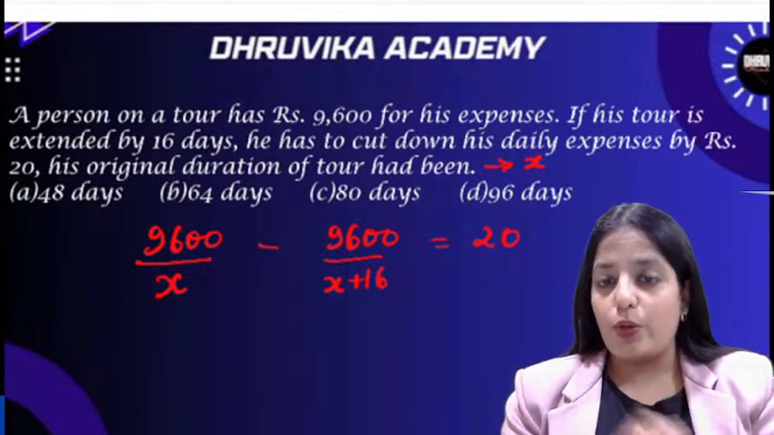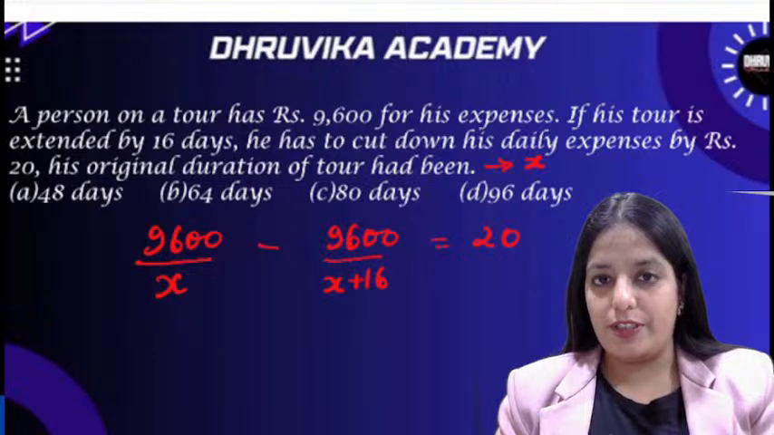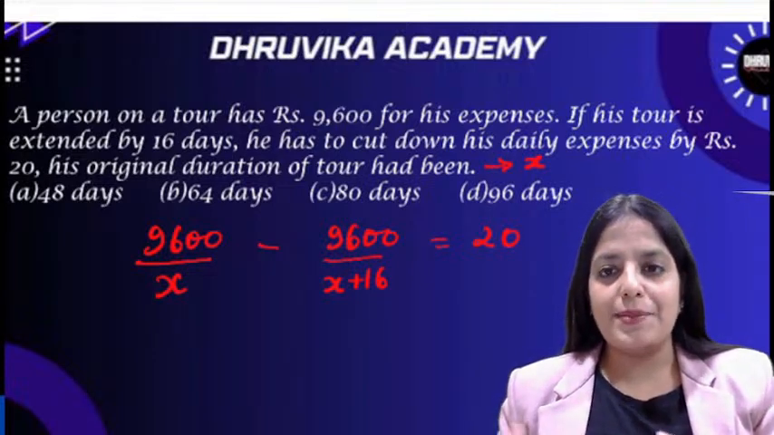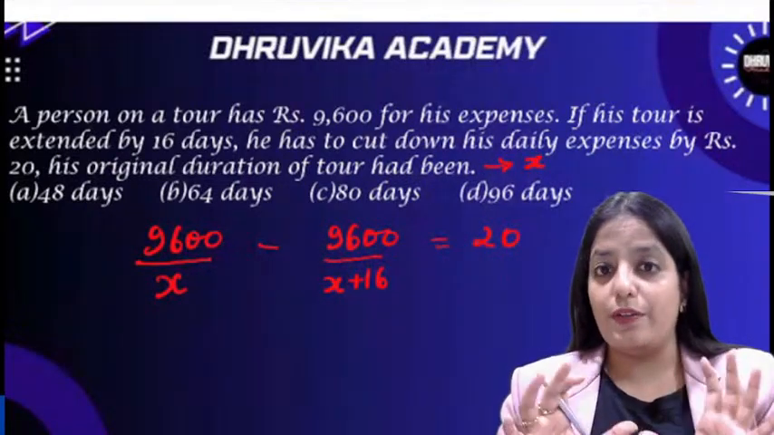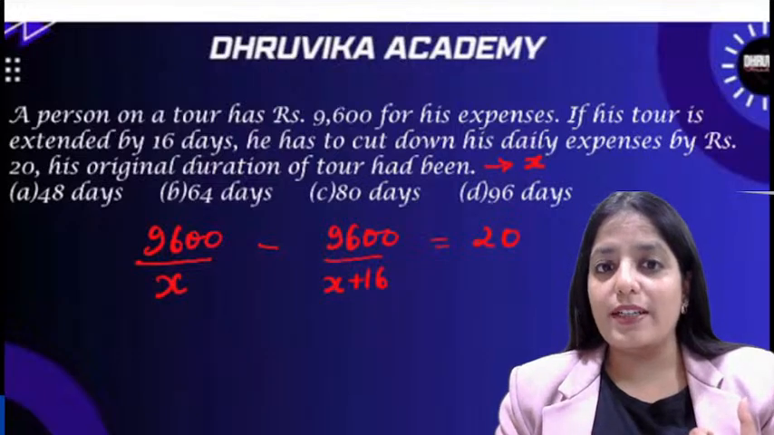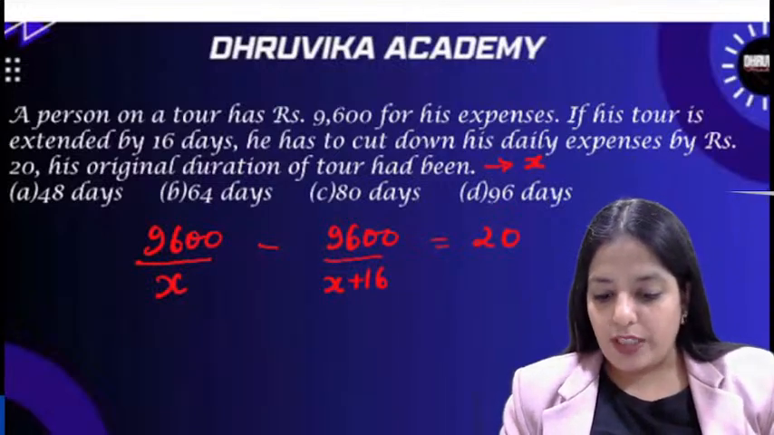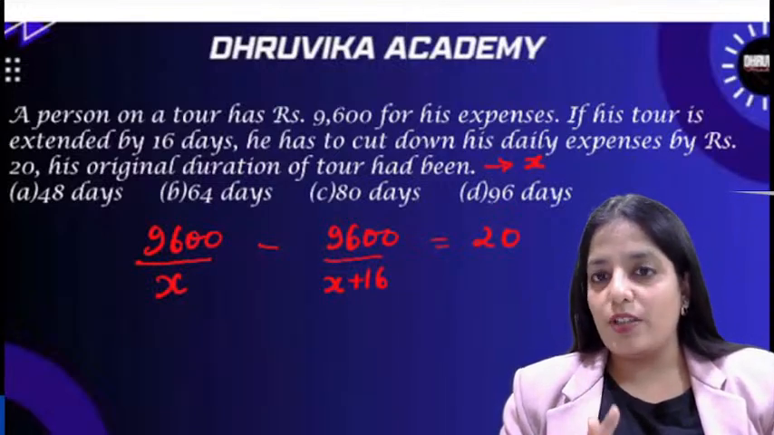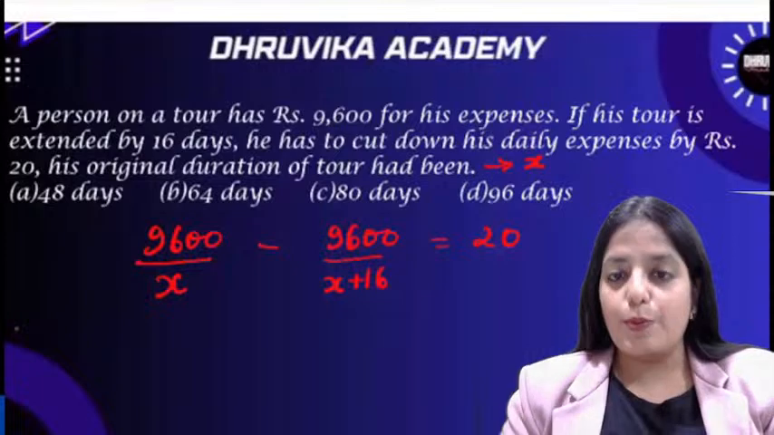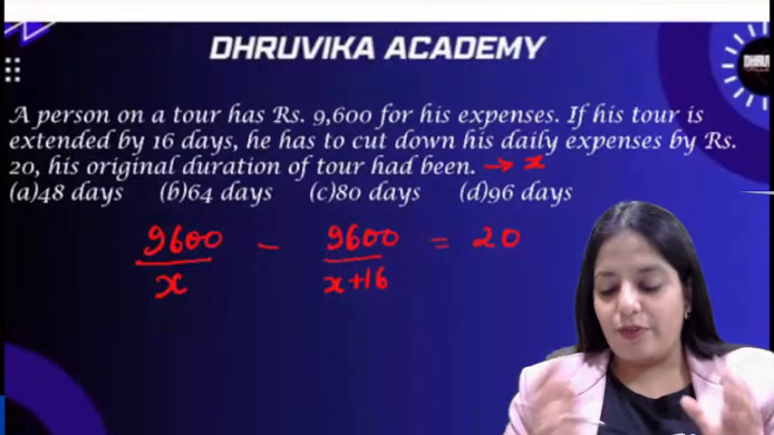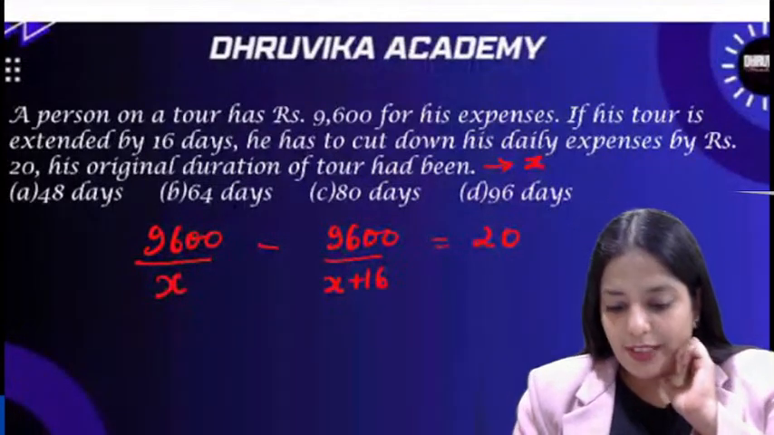Yes. Now this is the equation. You have either way to solve it. Either you can take the LCM, make a quadratic equation and solve it to get the answer. Or the other way is to use the option approach. See, the options given are actually representing the value of x. So take the first option as 48, put it in place of x and check whether on solving the equation you get 20.